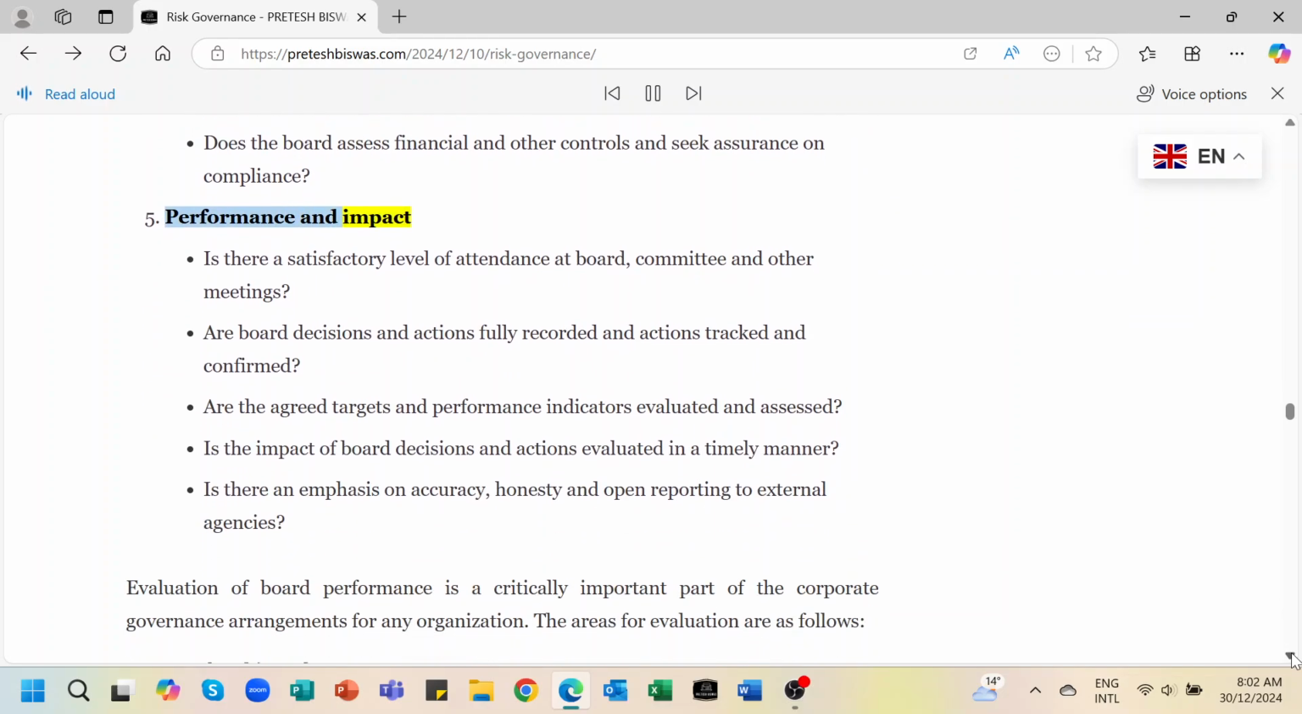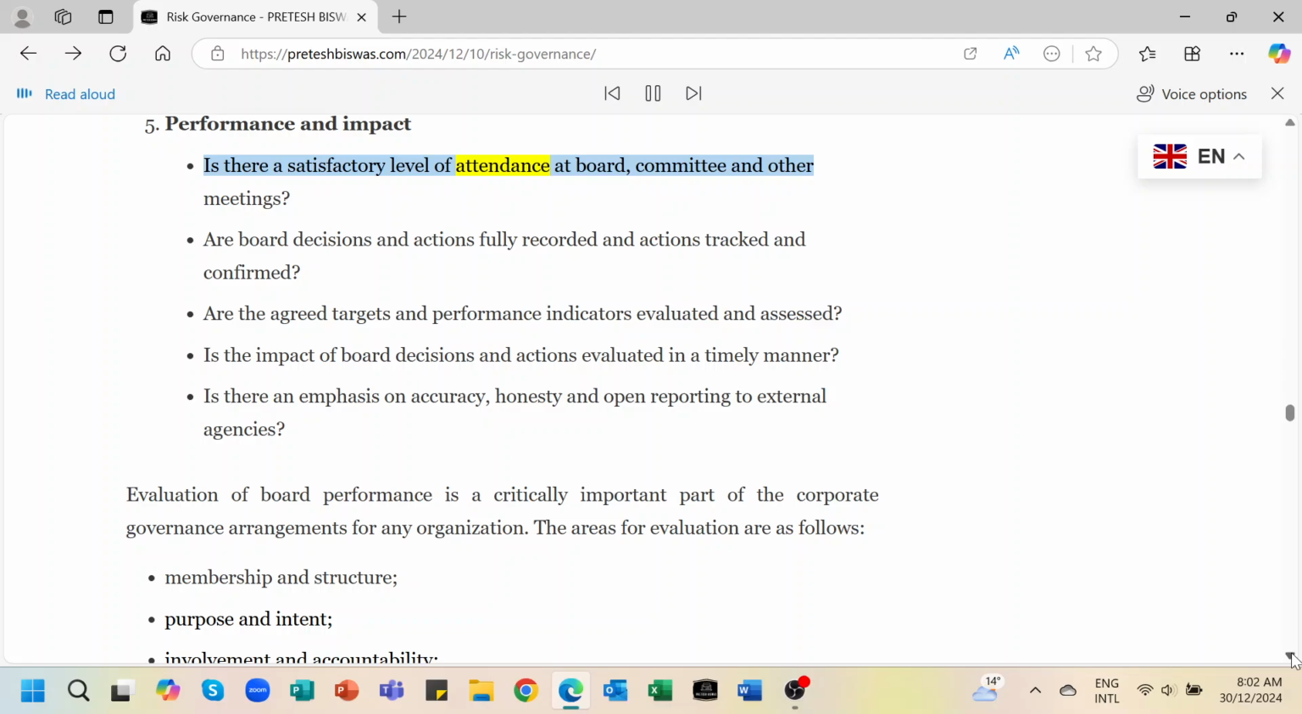Performance and impact. Is there a satisfactory level of attendance at board, committee, and other meetings? Are board decisions and actions fully recorded and actions tracked and confirmed? Are the agreed targets and performance indicators evaluated and assessed? Is the impact of board decisions and actions evaluated in a timely manner?